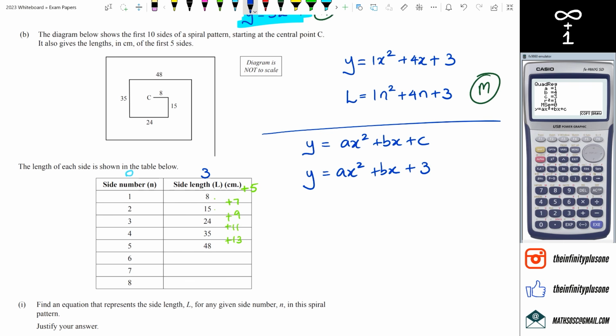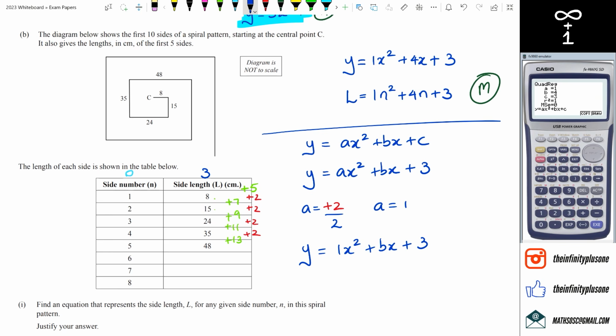Now the second part to notice is that when we look at all of these green numbers, they're going up by 2. And usually what that means is that the a value is the second difference, which in this case is plus 2, divided by 2. So that means a is equal to 1. So we've got our equation, at least most of it: x squared plus bx plus 3.